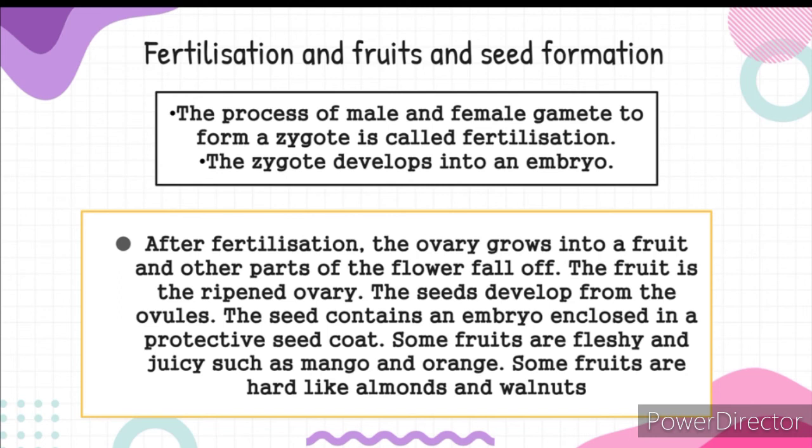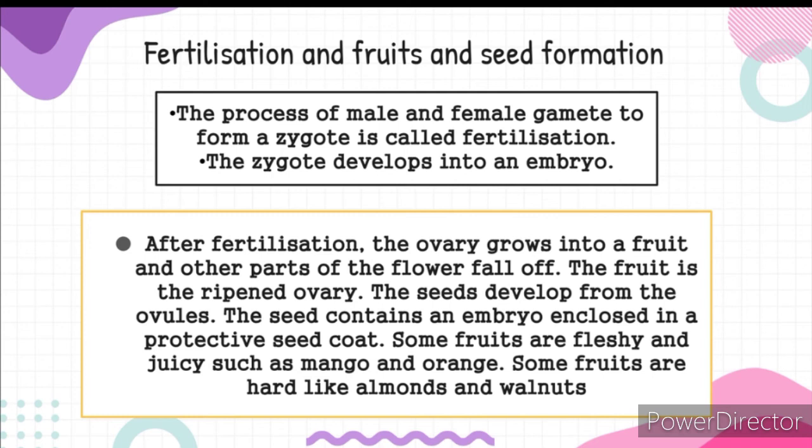So the seeds are going to develop. The fruit is going to be developed from the ovary. Ovary grows and that will form fruit. But then, guys, seeds are going to develop from ovules. Ovary, ovules, different words. So now the seed has an embryo enclosed. Like you must have seen a seed coat. सीड के ऊपर एक कोट होता है. That is because of this reason only.